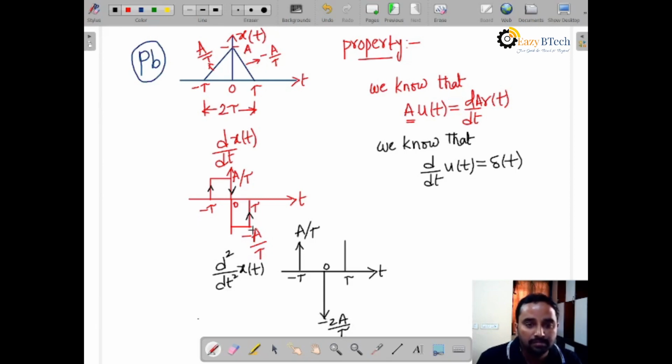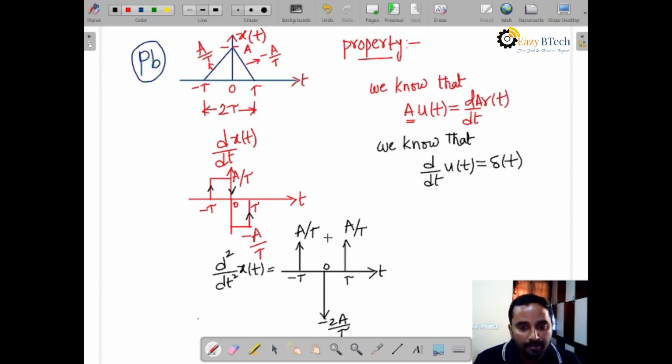At plus tau, it goes from minus a by tau to 0. So this is a by tau. Right? So this is the signal after double differentiation.